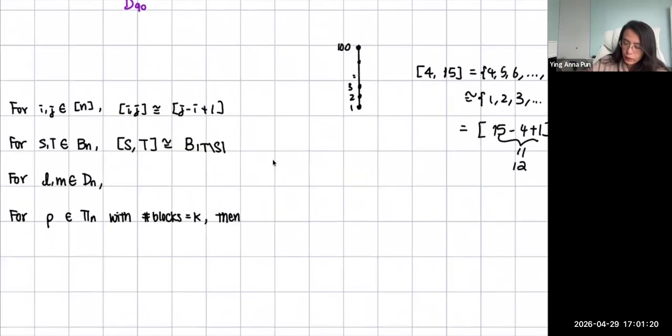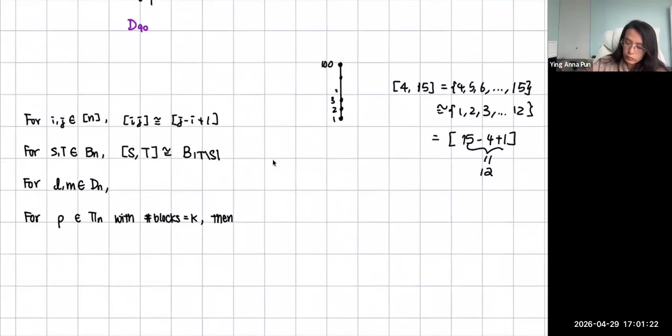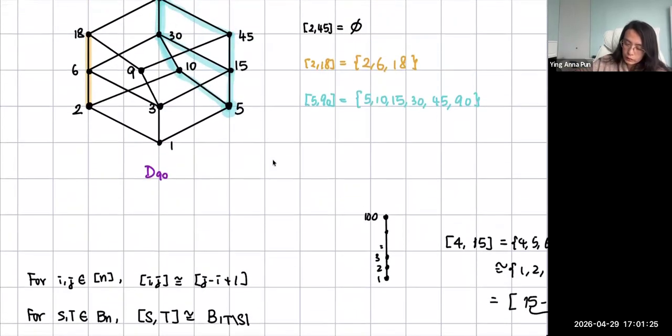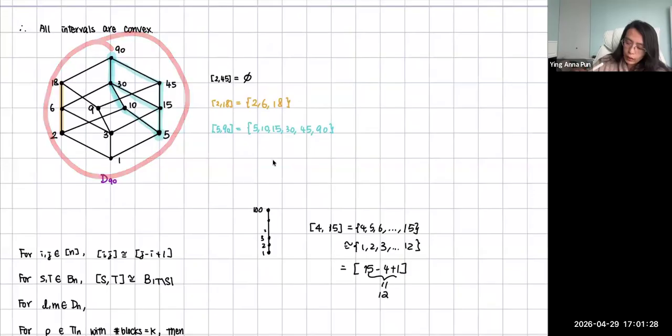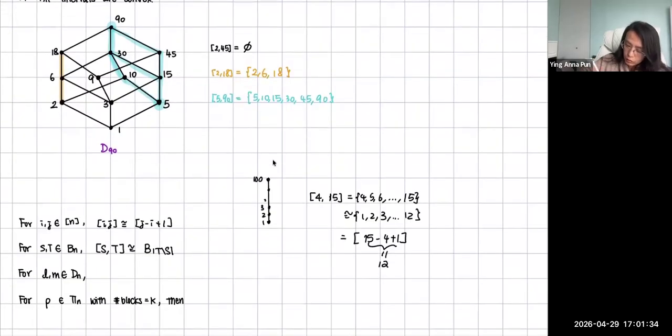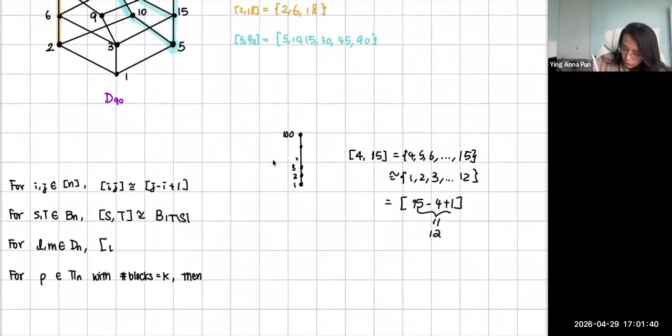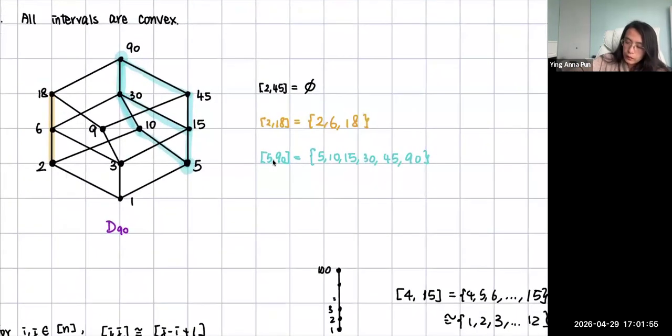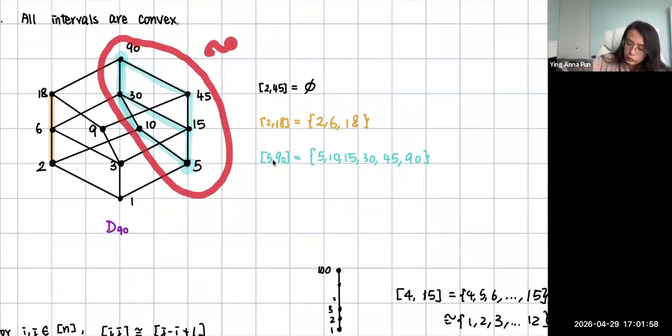And the 2 is just the number of elements from 1, 2, 3 minus the 2. Okay. And then how about the D90, like this guy, right? So how do I know how to find the interval? So the interval between L and M is isomorphic to D of M divided by L, if L is a factor of M. Meaning that this guy that we just drew here is isomorphic to D18. And why?